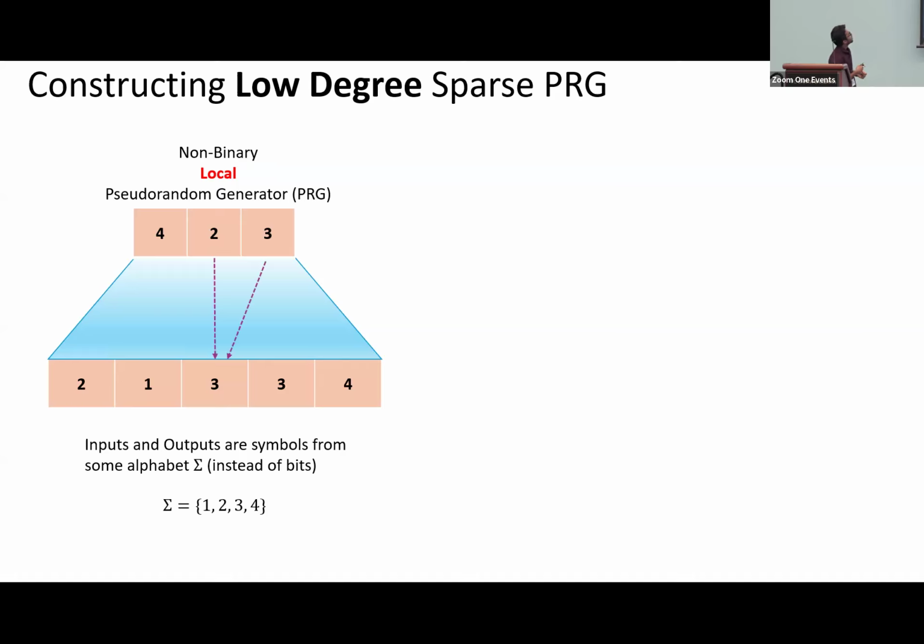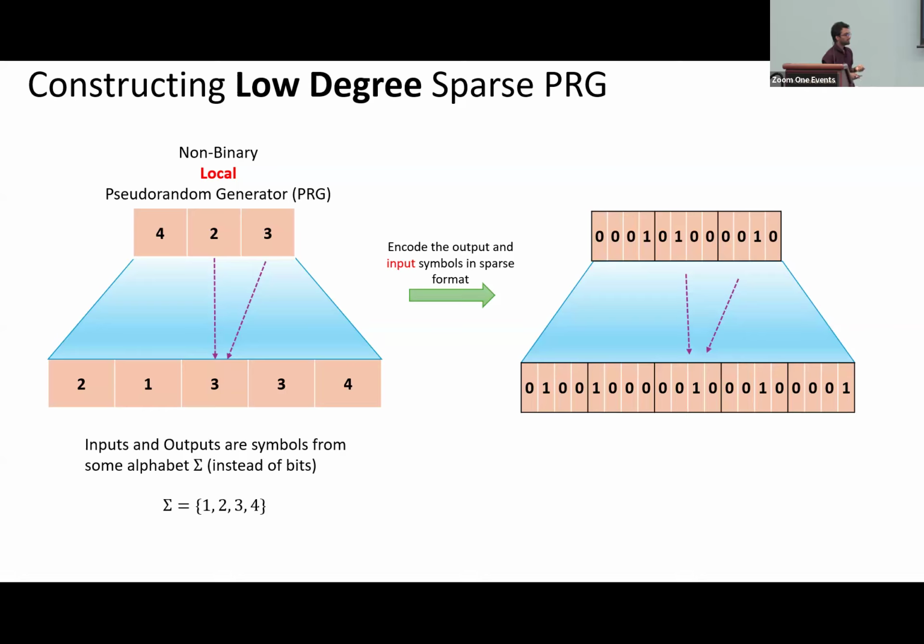So now what we'll say is that the non-binary PRG has small locality. In this diagram, it's 2, which means that every output symbol of the non-binary PRG depends on a small number of input symbols, in this case, 2. So now the idea is that if, given such a non-binary local PRG, you also encode the input symbols of the seed in a sparse unit vector format like this, then you get a sparse PRG with low degree. In fact, the degree of the object on the right would be exactly identical to the locality of the object on the left.